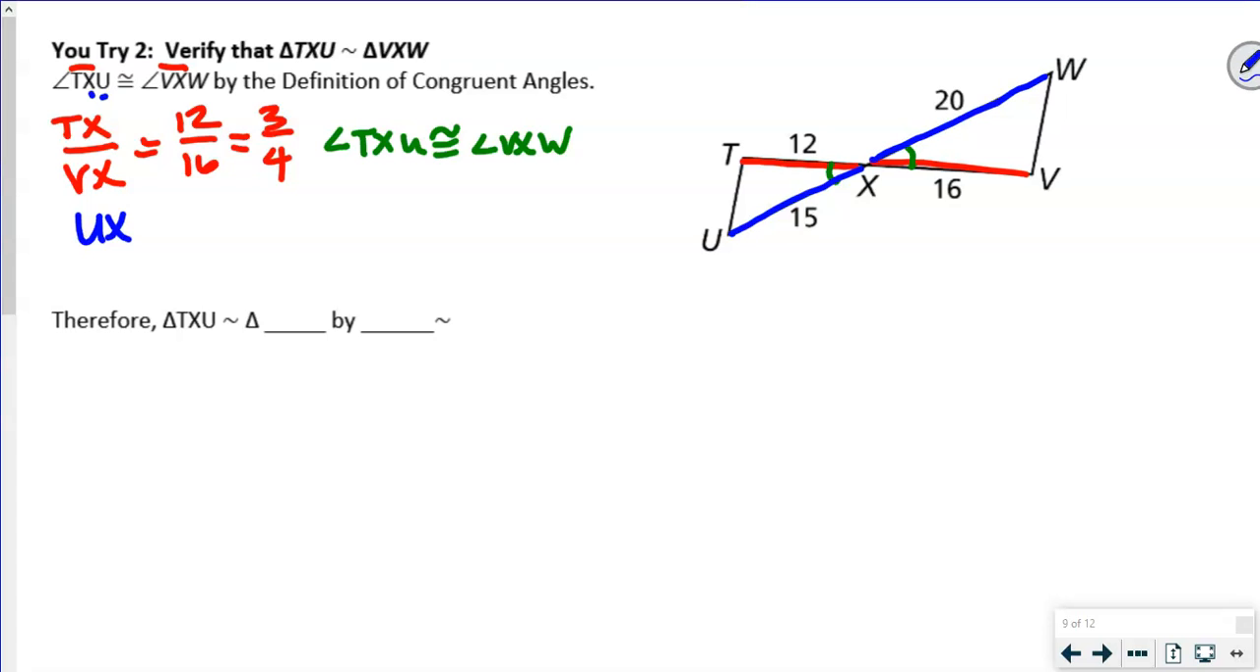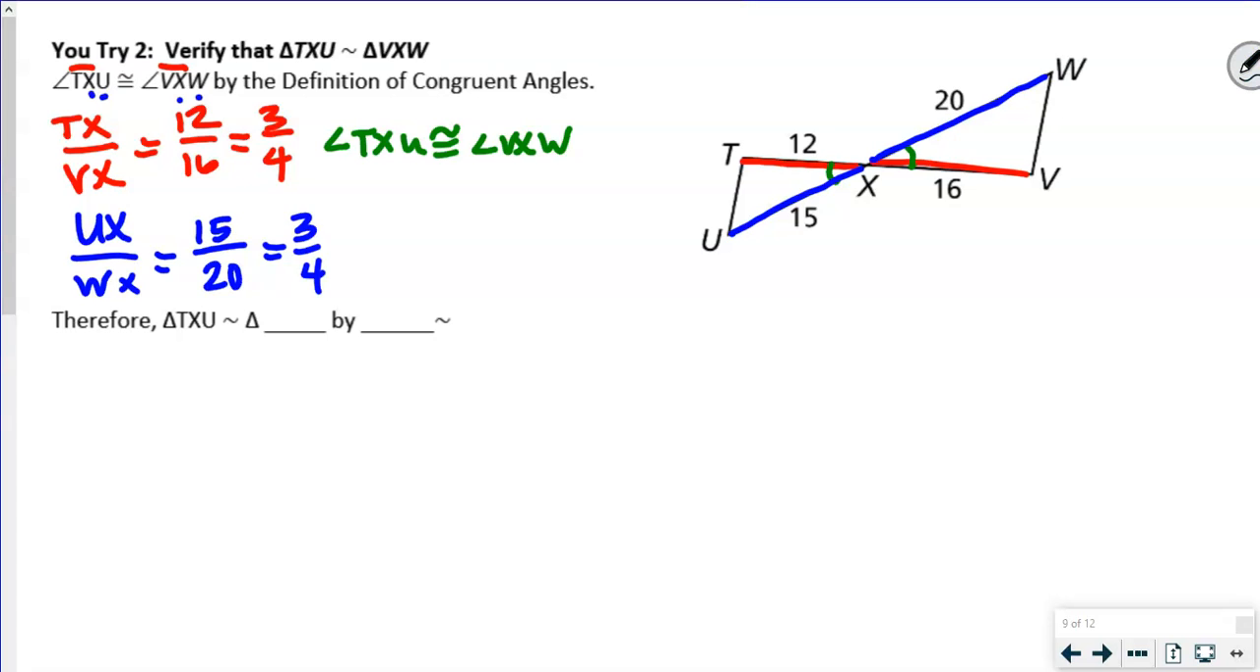WX. Look right here. WX, okay? Last two. Over WX. Okay, UX was 15, and WX was 20. And again, this reduces, 5 goes into both, to 3/4. And y'all, if they reduce to be the same number, which would be 0.75, that helps us out too.